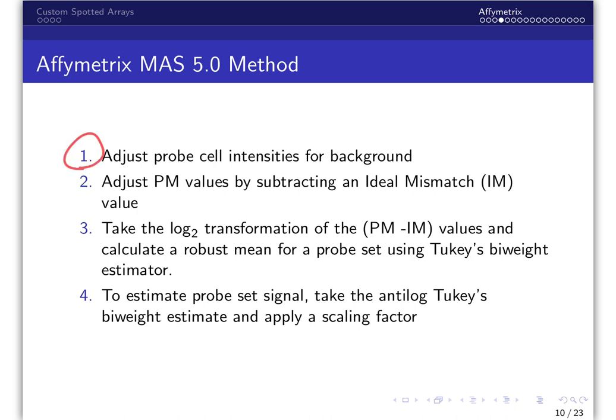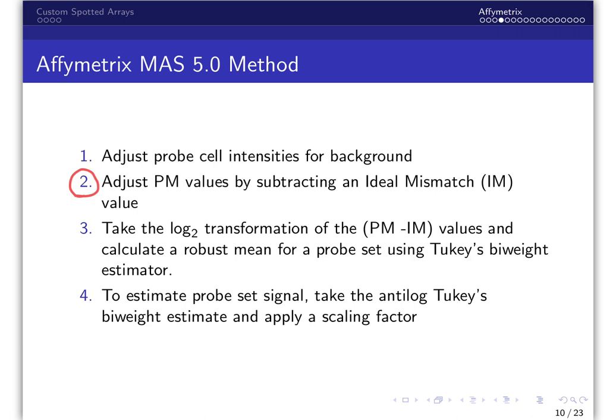First, background corrected PM and MM intensities are calculated by subtracting a weighted background intensity from each probe. Second, you subtract the stray signal as estimated from the ideal mismatch value. Remember, mismatch intensities are supposed to measure stray signal. However, if the mismatch intensity is larger than its corresponding perfect match intensity, we do not want to use it. Instead, we impute an appropriate value, and that is called an ideal mismatch value.